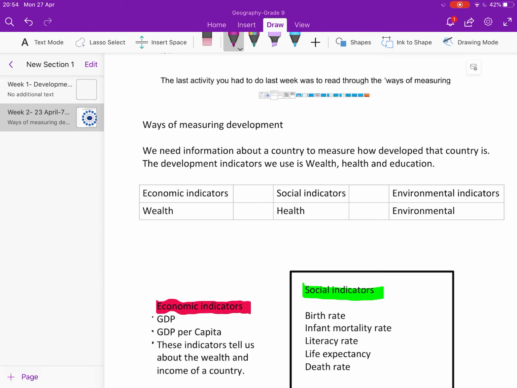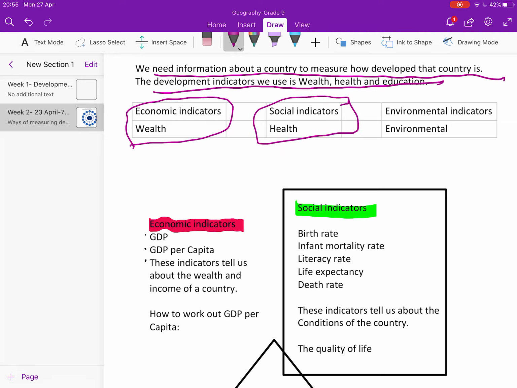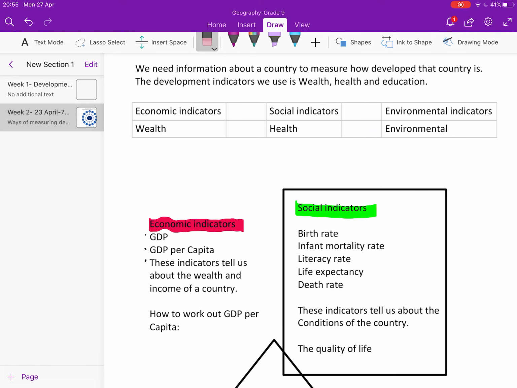So today we are going to have a more in-depth look at ways of measuring development. Before we can measure development in all the different countries, we need information about countries in order to know how developed they are. We use different development indicators named wealth, health, and education. These can be divided into different indicators. Our economic indicators will be wealth, social indicators will be health, and our environmental indicators will be the environment, obviously. Okay, so let's have a look at our economic indicators.